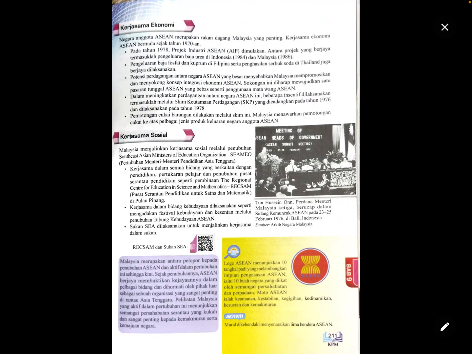Through ASEAN, they were able to help with copper and phosphate fertilizers in the Philippines, and baking soda powder in Thailand. And then AIP helped with urea fertilizers in Indonesia and Malaysia. AIP also helped with phosphate fertilizers in Philippines and serbuk soda in Thailand. And this proved that ASEAN's countries have a lot of trading potential. They are rich in things that they can trade with.